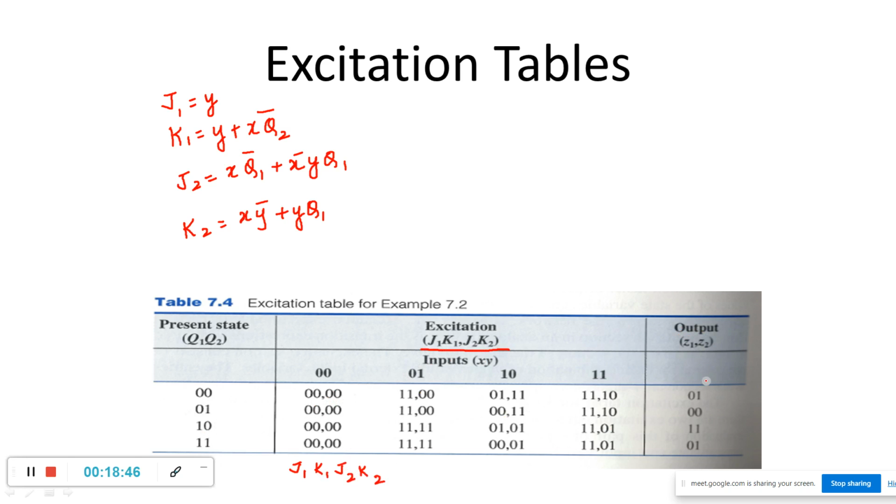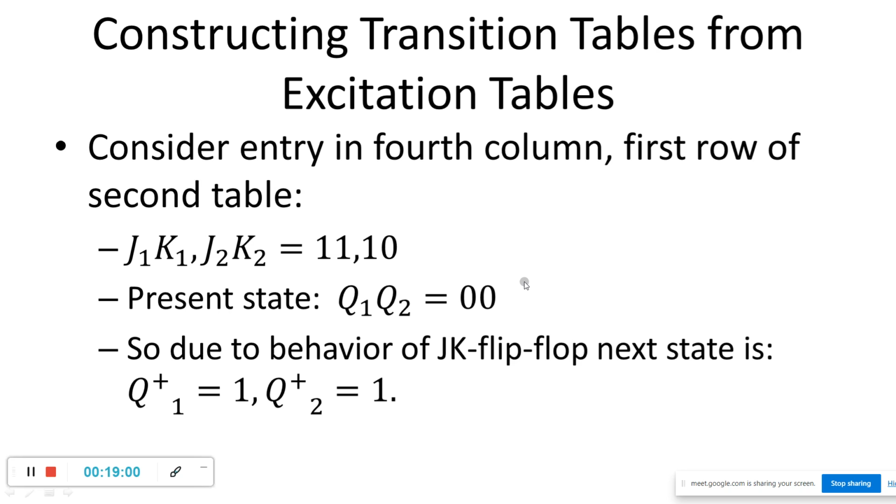Z1, Z2 output is the same as in the transition table we have done, no? Same thing you have to write here. So students, next, we have studied the excitation table now. Next, we have constructed the transition table from the excitation table, where the output we have taken is the same as it is. Consider the one example they have shown here.